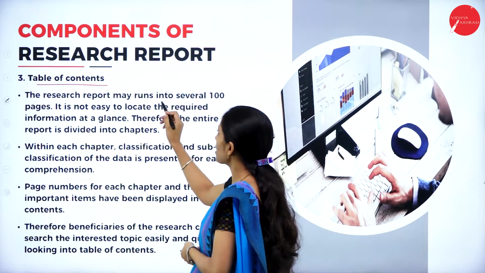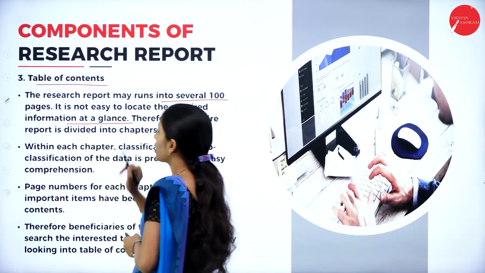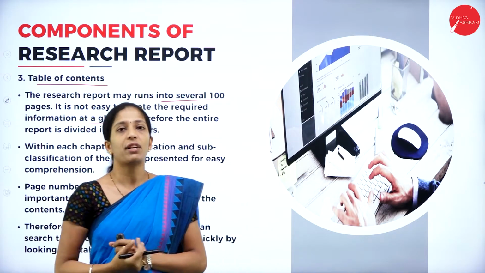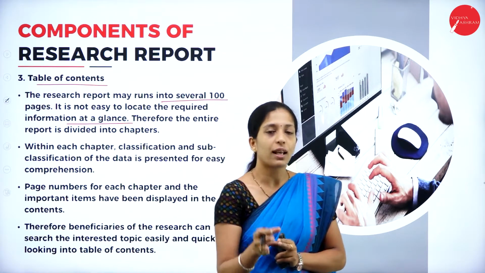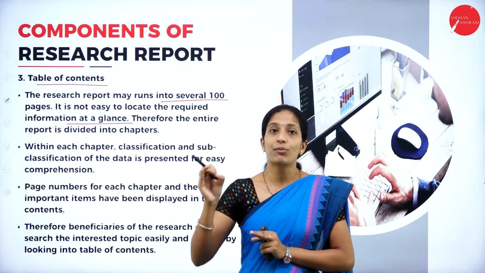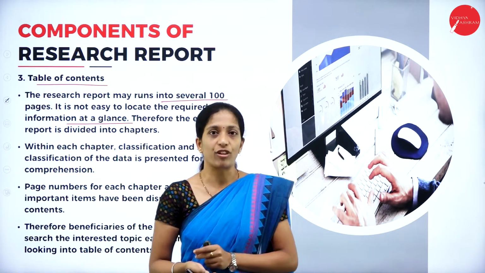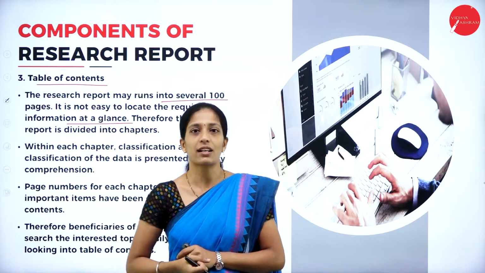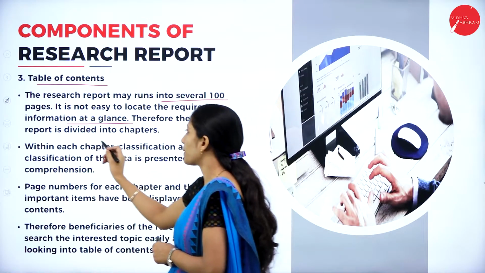The research report may run into several hundred pages. It is not easy to locate the required information at a glance. So this I have already told you. We cannot go through each and every page in order to search for the information I need. So what I'll do, I'll go through the table of contents. I'll see what information I wanted, and through the table of contents, we'll come to know what contents have been included in the whole research report, so which one I have to refer. I can directly see the page number and directly turn back and see the information. So therefore, the entire report is divided into chapters.